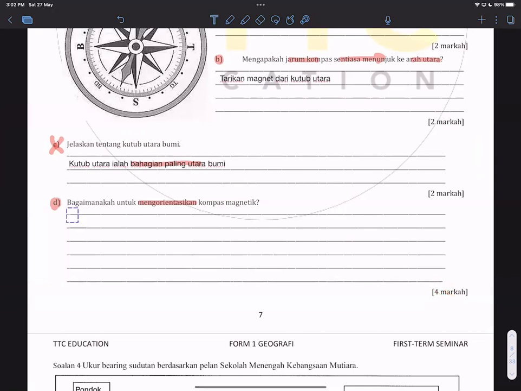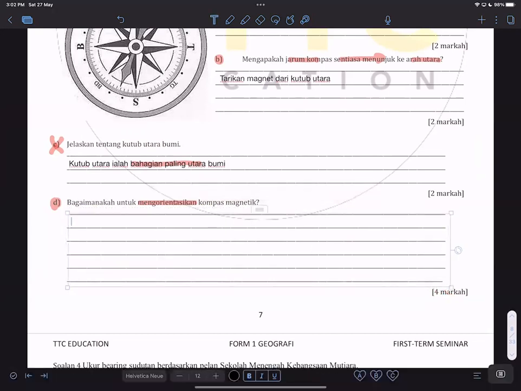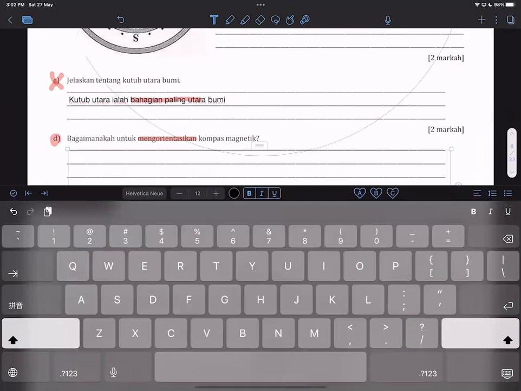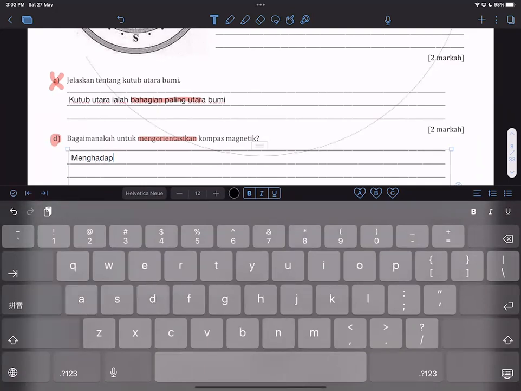Okay, so the first method, bagaimana? Starting from the second sentence, mengorientasikan kompas magnetik. So this is facing, menghadapi ke arah objek yang ingin ditentukan. Yeah, so this is the first keyword, facing to the direction of the object.